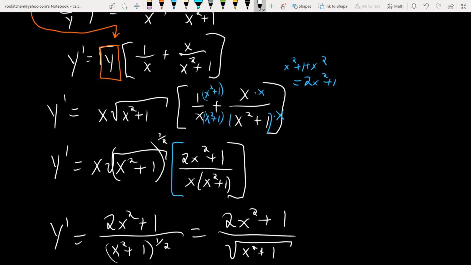Okay. But you could leave it back here as long as you get rid of the y when you go to simplify, because that's part of the point of the logarithmic differentiation. You can replace the y with an expression in terms of x, and not have to worry about some weird derivative with a bunch of y's floating around in it.